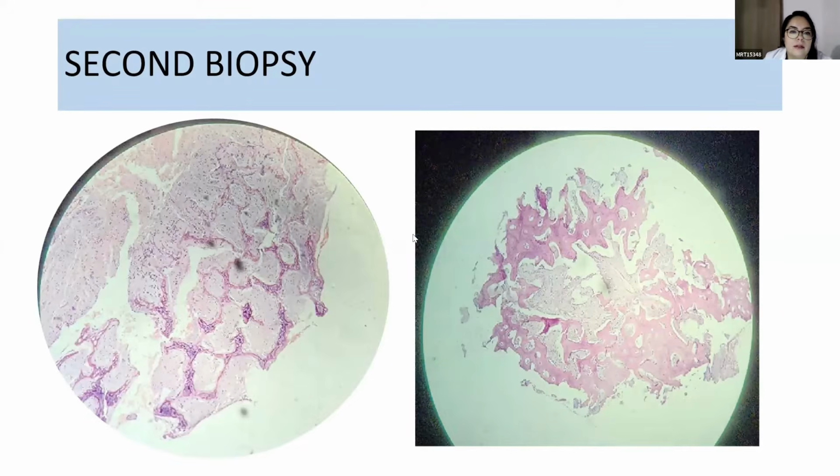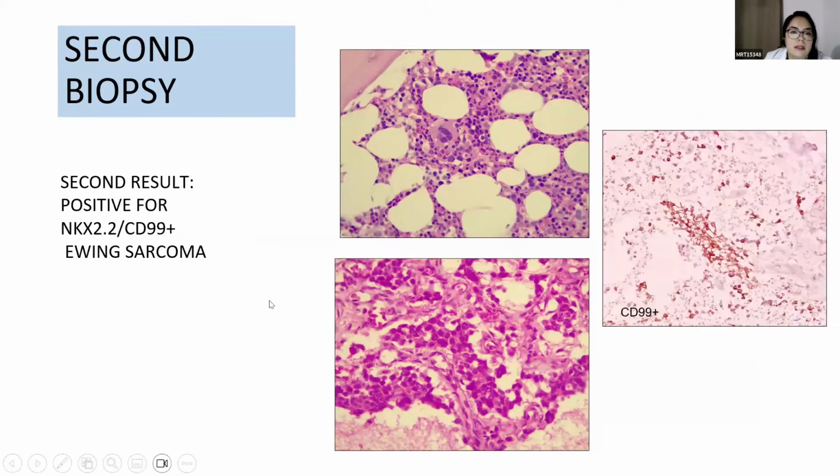So we can see right here the second biopsy. We see blue small cells with scanty cytoplasm and hyperchromatic nuclei. We did some immunohistochemical markers, CD99 plus NKX2.2, and they were positive. So we can say we were looking at an Ewing sarcoma.